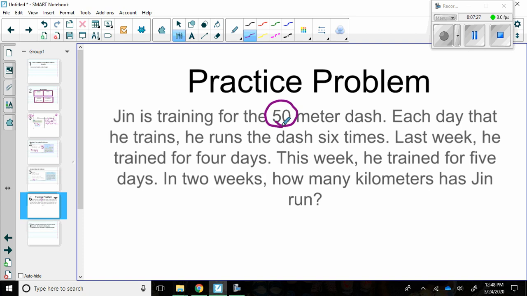Each day that he runs the dash 6 times. Last week, he trained for 4 days. This week, he trained for 5 days. In 2 weeks, how many kilometers has Jin run?